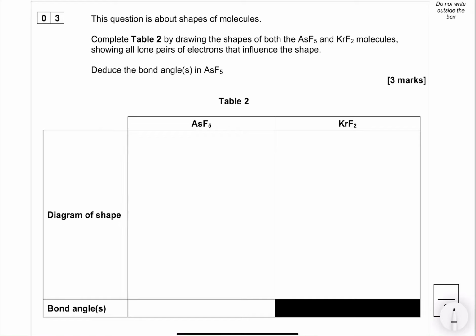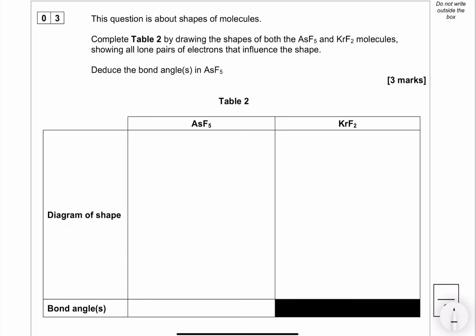This question is about shapes of molecules. Complete table 2 by drawing the shapes of both the AsF5 and KrF2 molecules, showing all lone pairs of electrons that influence the shape. Deduce the bond angle or angles in AsF5.